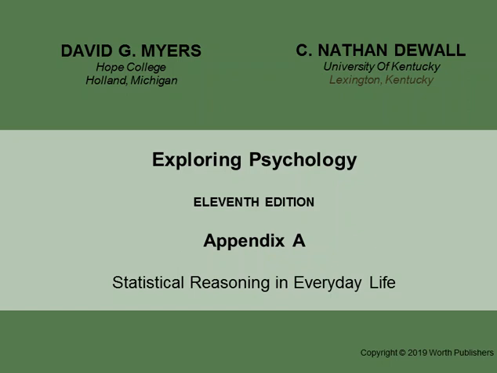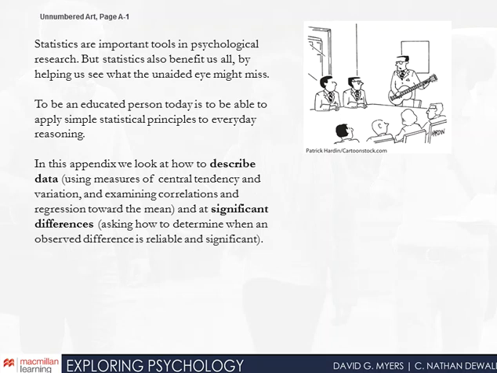Now let's look at Appendix A, Statistical Reasoning in Everyday Life. Statistics are important tools in psychological research, but statistics also benefit us all by helping us see what the unaided eye might miss. To be an educated person today is to be able to apply simple statistical principles to everyday reasoning. In this appendix, we look at how to describe data using measures of central tendency and variation, and at significant differences, asking how to determine when an observed difference is reliable and significant.